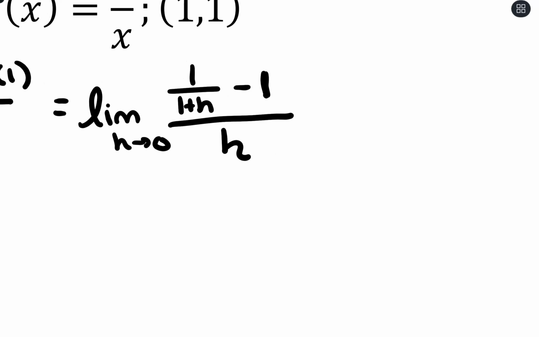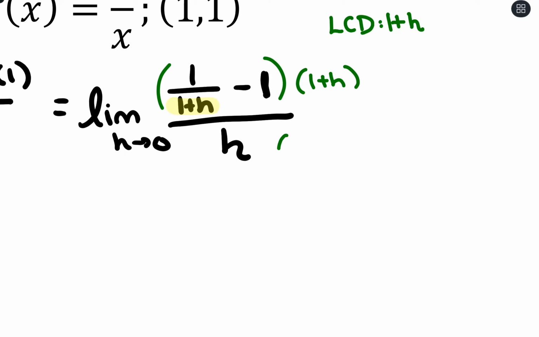And let's get a refresher of what we do with these complex fractions. So we want to multiply the numerator and denominator by the least common denominator, which is just that 1 plus h. So what I'm going to do is multiply the numerator by 1 plus h, multiply the denominator by 1 plus h. And what that'll do is that 1 plus h is going to distribute in.